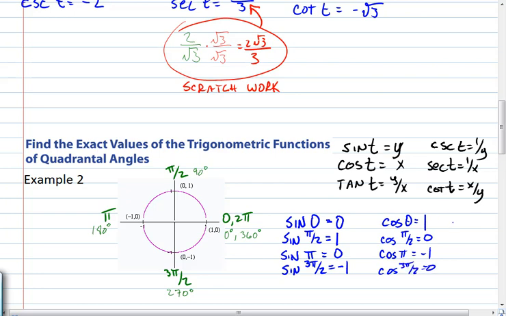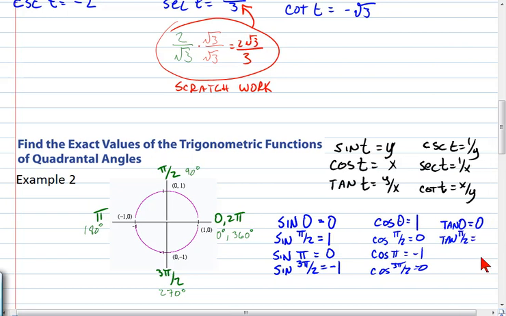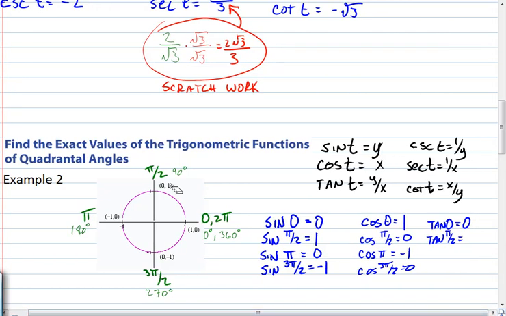Now let's look at tangent. Tangent 0 is y over x. So it's 0 over 1, and 0 over 1 is 0. Tangent pi over 2 is undefined. Why is it undefined? 1 over 0 is undefined. Tangent pi is 0, and tangent 3 pi over 2 is undefined.